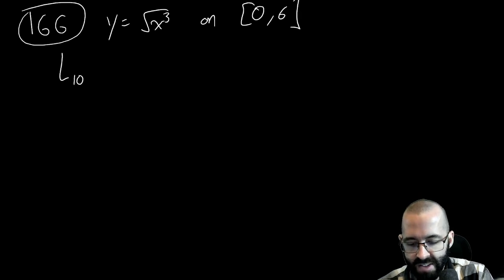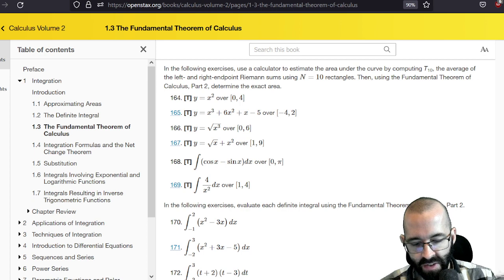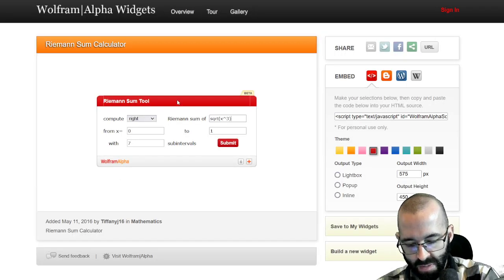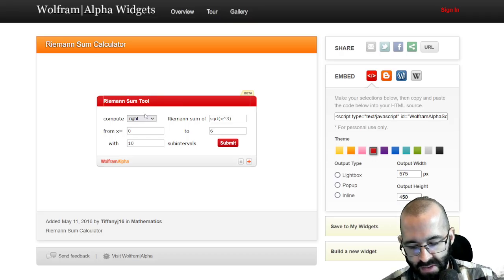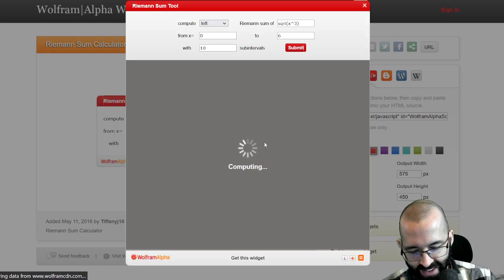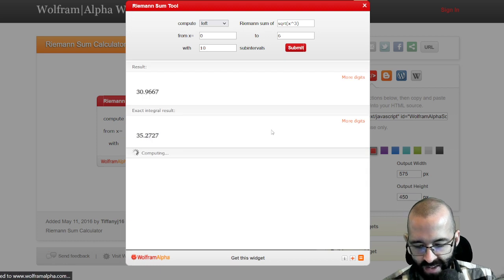So L10 for this, we can use that calculator. Square root of x cubed from 0 to, what was it, 6? 10 subintervals. The average of the left Riemann sum and the right Riemann sum, I do not believe in general is equal to the midpoint Riemann sum. I could prove that one way or the other, but that's a conversation for another time.